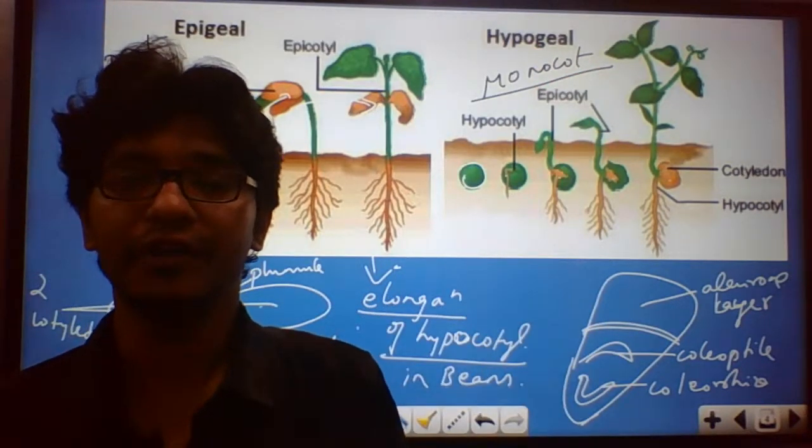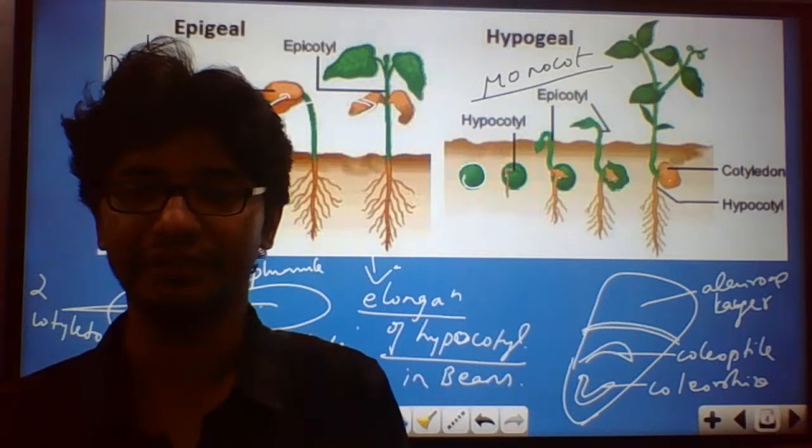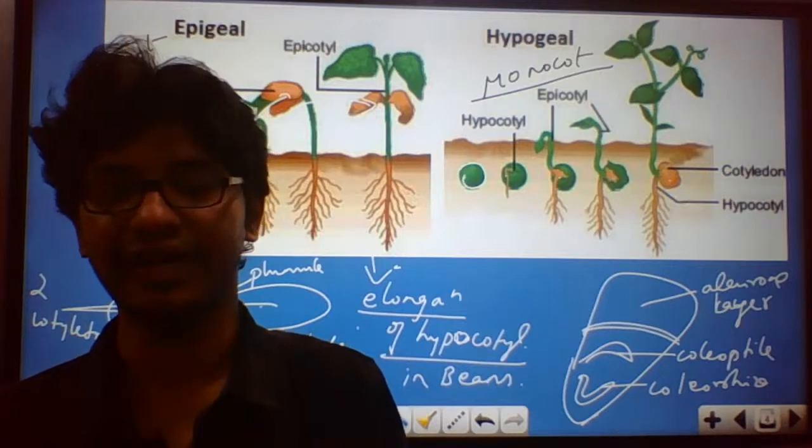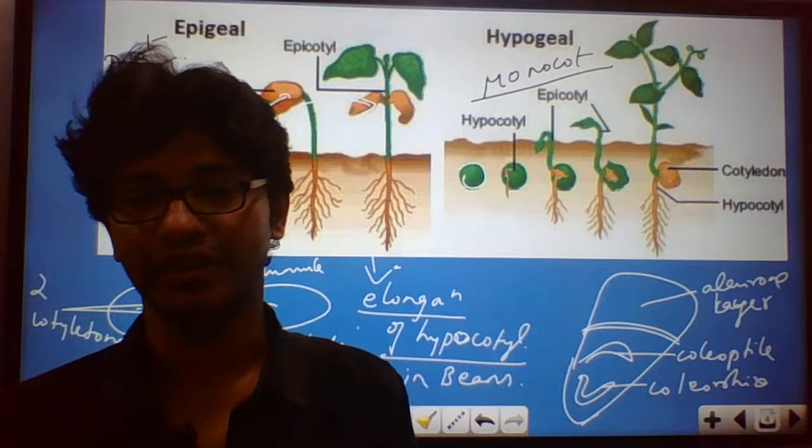As is, because it consists of the aleurone layer and the starch grains. Can someone tell me, you asked the question, is it epigeal or hypogeal? It is a monocot, a grain variety, right? Rice is a monocot. So definitely it comes under hypogeal germination.